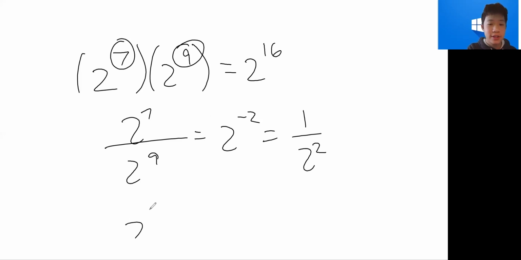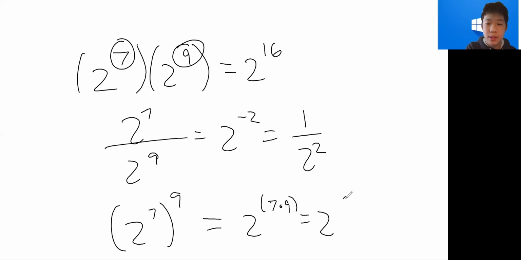What if I did 2 to the 7th, to the 9th power? Well, we use our power to a power formula and realize that this is 2 to the 7 times 9 power. Okay? So let's move on to something a little more difficult here.